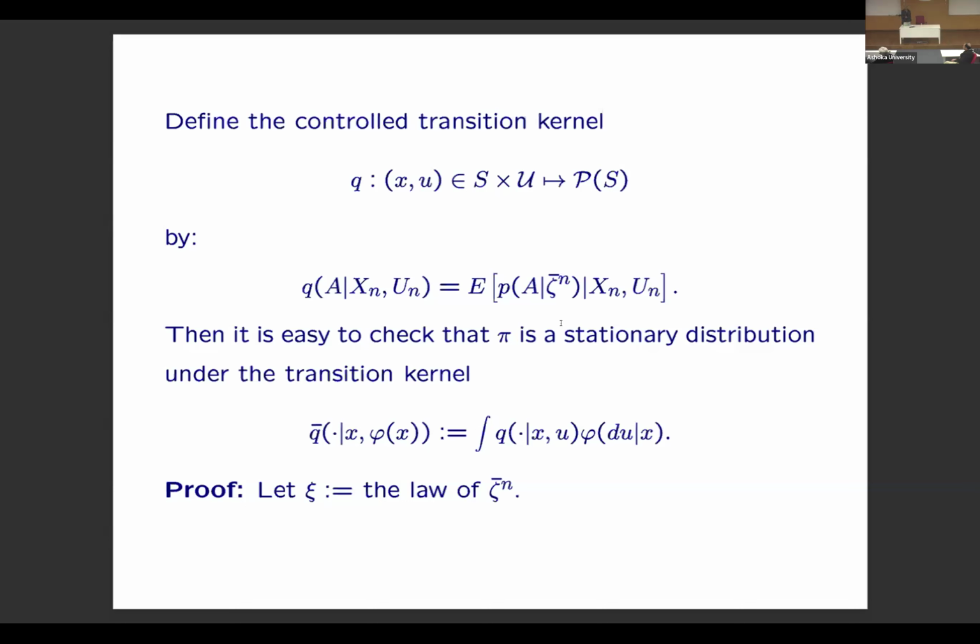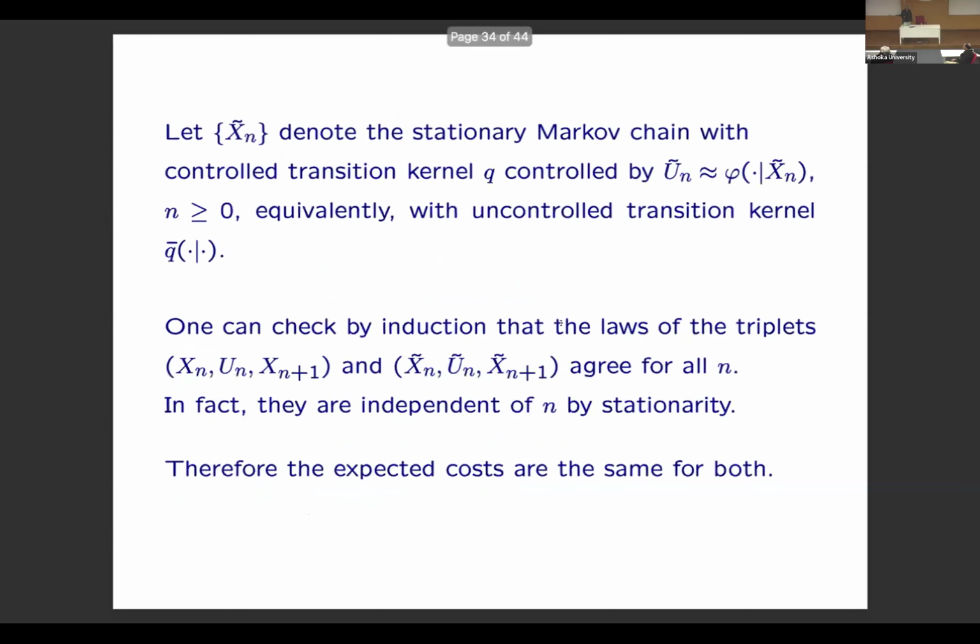And then it's easy to check that, just the way it is constructed, the Markov chain will also have pi as the stationary distribution. I'm going to skip the proof, it's there. It's not hard if you are used to this kind of calculation.